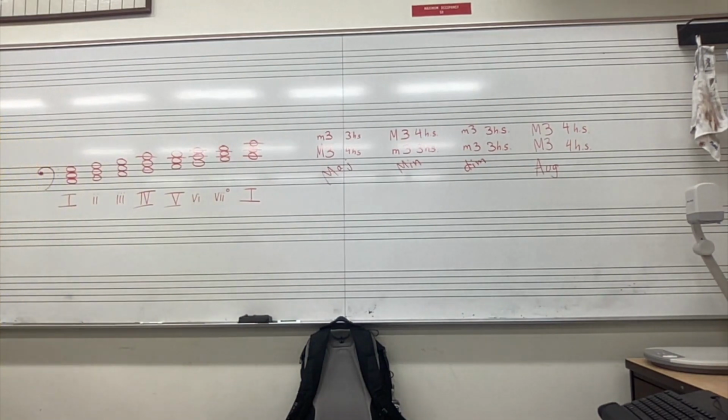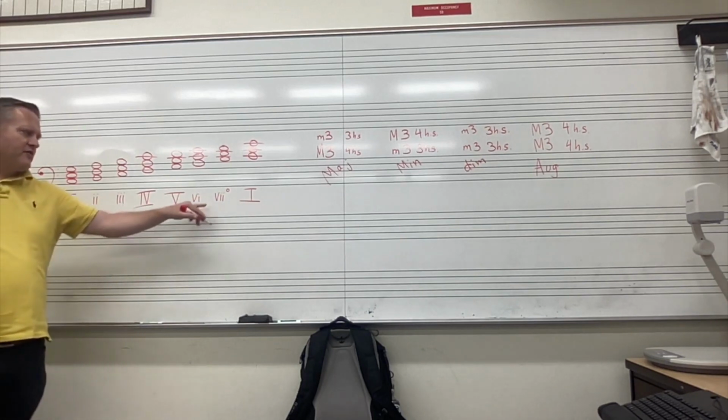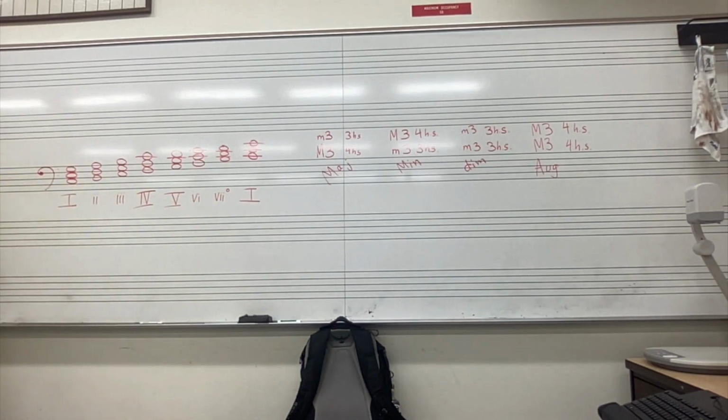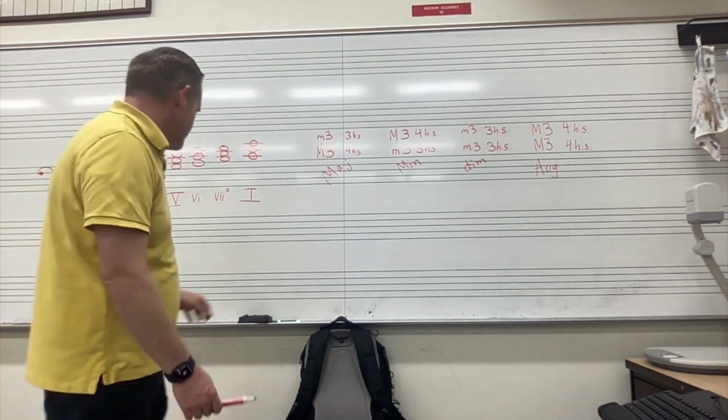Okay, so those are diatonic triads. Now, it doesn't matter what key I'm in. If I'm in a major key, every major key is going to have a major 1, a minor 2, a minor 3, a major 4, a major 5, a minor 6, a diminished 7th, and a major 1. So I could be in E flat major, I could be in C sharp major. It's going to follow that same pattern. Are you with me? Questions?